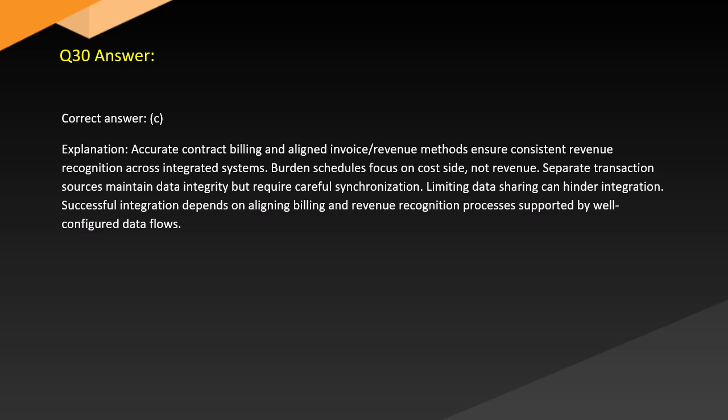Answer. Correct answer: C. Explanation. Accurate contract billing and aligned invoice or revenue methods ensure consistent revenue recognition across integrated systems. Burden schedules focus on the cost side, not revenue. Separate transaction sources maintain data integrity but require careful synchronization. Limiting data sharing can hinder integration. Successful integration depends on aligning billing and revenue recognition processes supported by well-configured data flows.